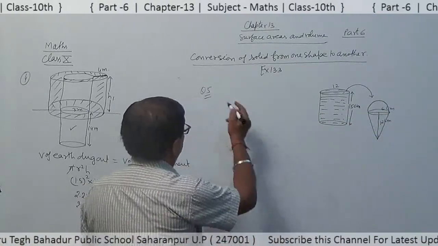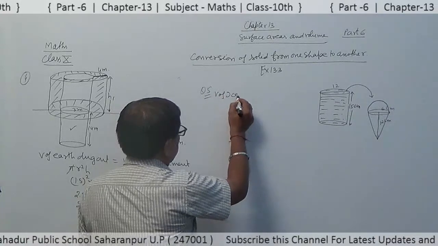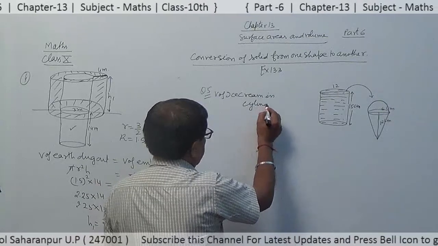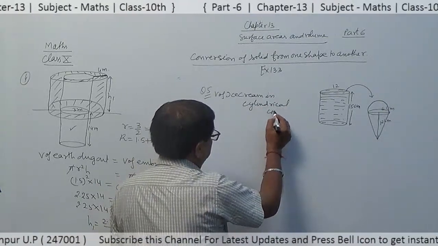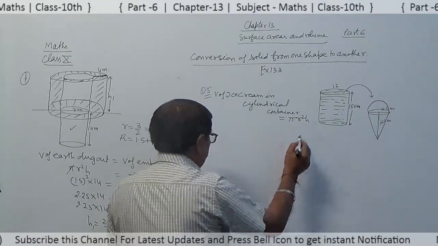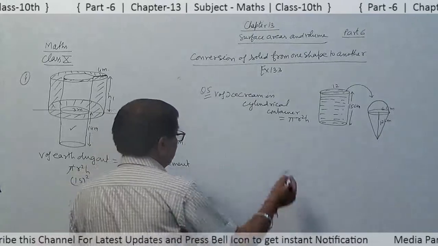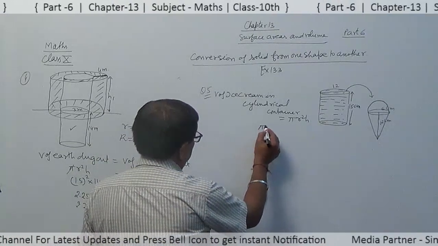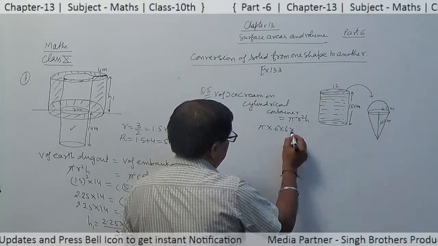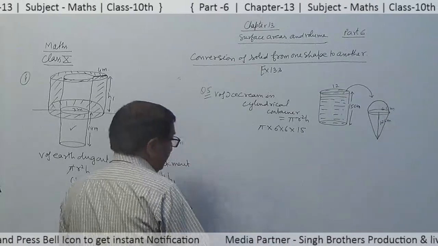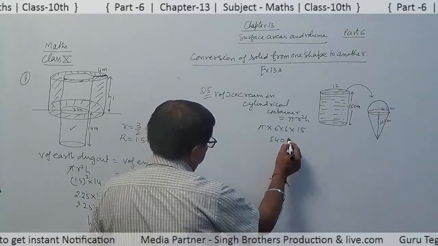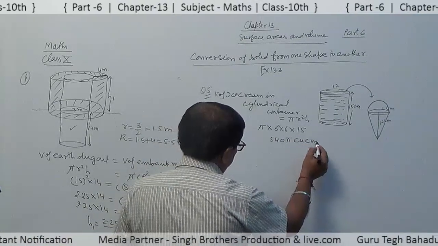How many cones will be filled by this container? So, volume of ice cream in the cylindrical container is equal to pi r square h. You can keep the pi value as it is. Radius is 6, so 6 into 6 into 15. 15 6 are 90, 9 6 are 54, so 540 pi cubic centimeter.